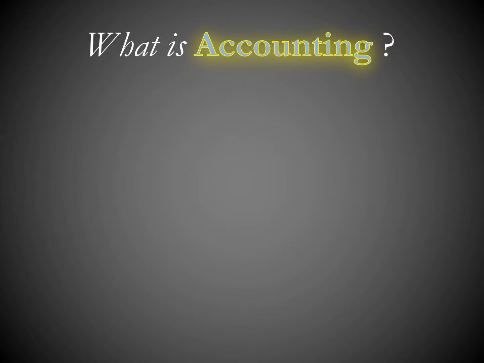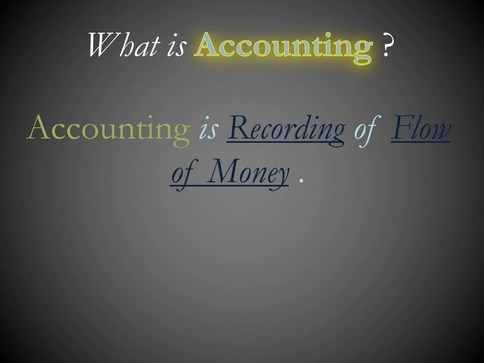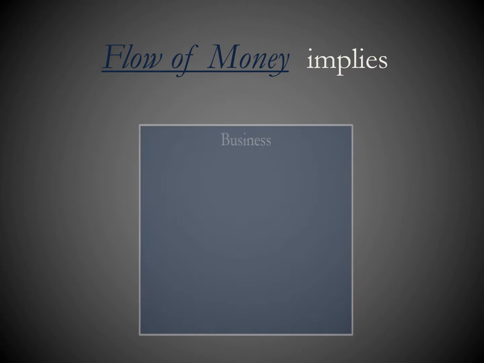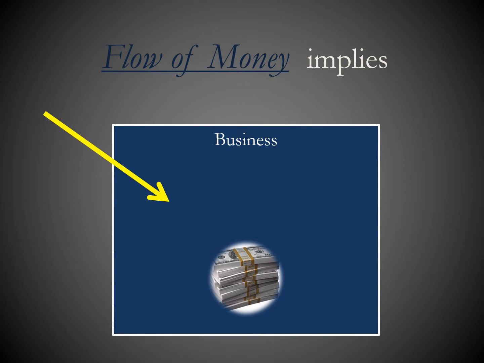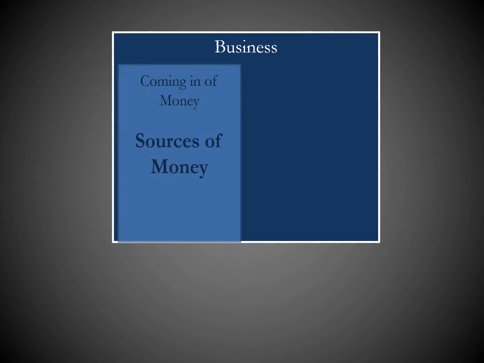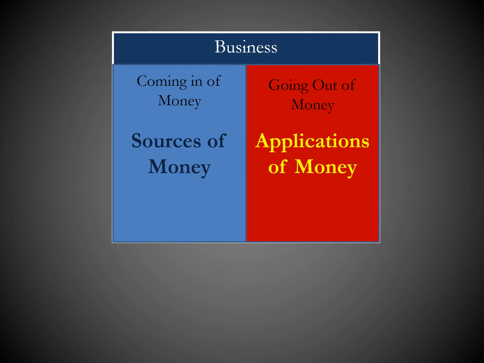First, let's revise what is accounting. We have seen in previous lecture, accounting is recording of flow of money. So, to understand accounting, we need to understand what is flow of money. The flow of money implies in business there is coming in of money and going out of money. In any business, coming in of money is called sources of money and going out of money is called applications of money.